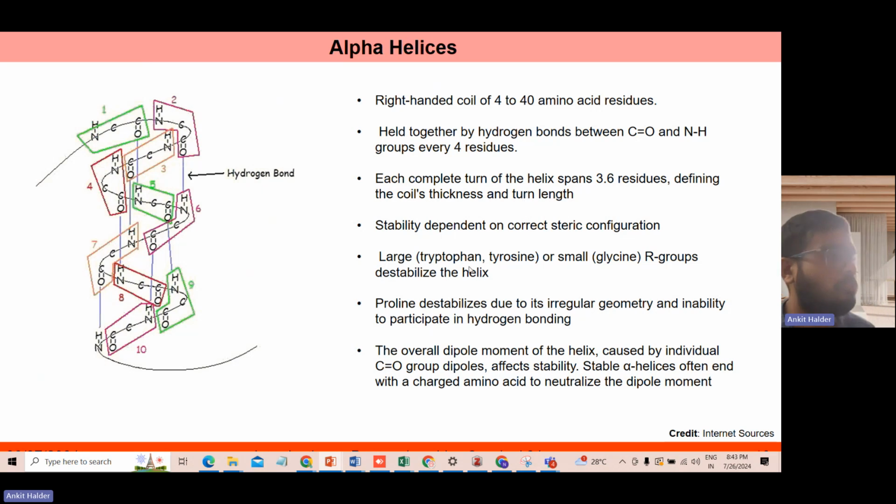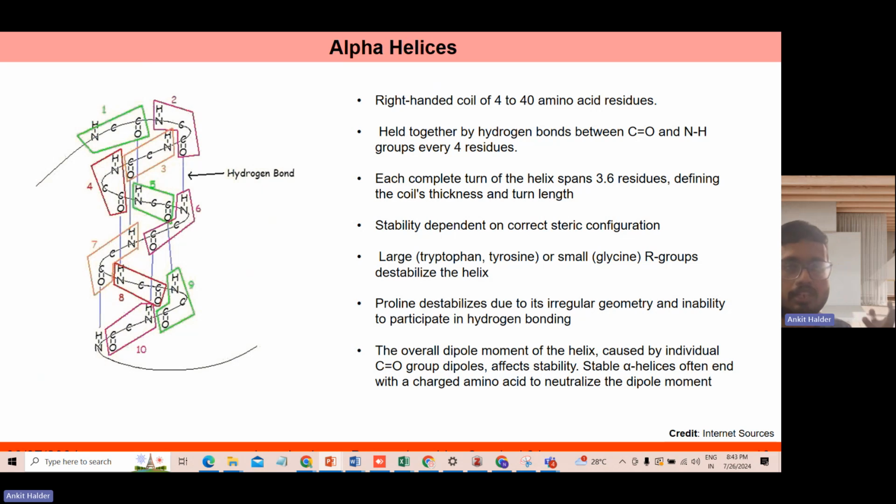Those amino acids don't favor the formation of alpha helices. Proline destabilizes due to its irregular geometry and inability to participate in hydrogen bonding, because it does not have any free end. So that's why. Just remember which of the amino acids. You don't have to remember.